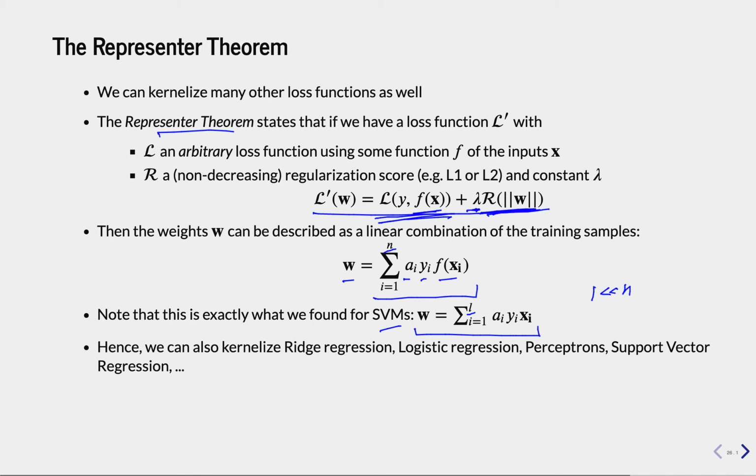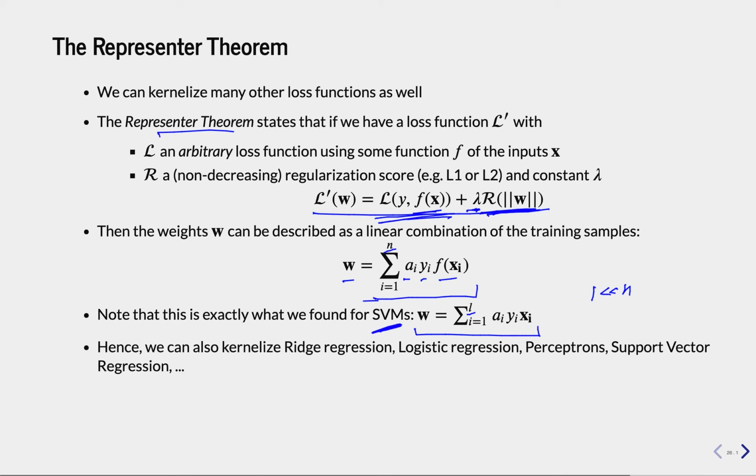But in general, you can do this whole thing. So effectively, what the representer theorem tells you is that we could have come up with the dual formulation of the SVM without going through all our Lagrange multipliers. It just follows directly from the representer theorem as well.